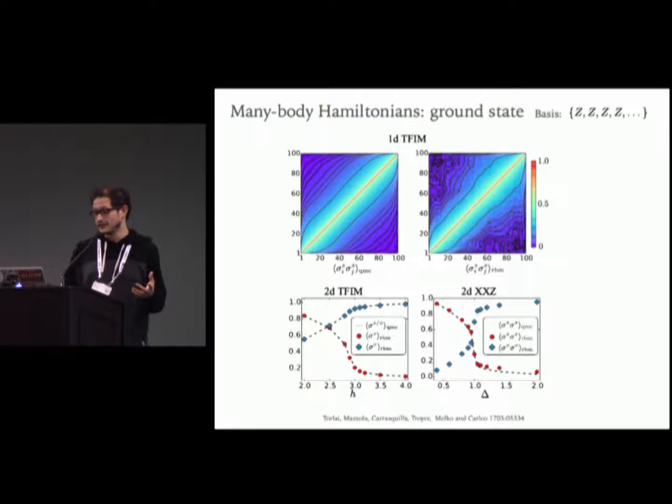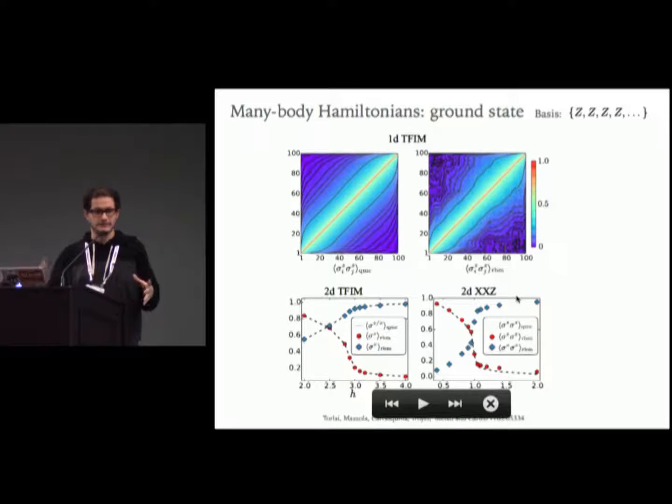We took also many-body systems, like the transverse field Ising model in 1D for relatively large systems. And here are correlation functions obtained from quantum Monte Carlo, and here are correlation functions for the restricted Boltzmann machine. So they match relatively well with some noise, but that's fine.